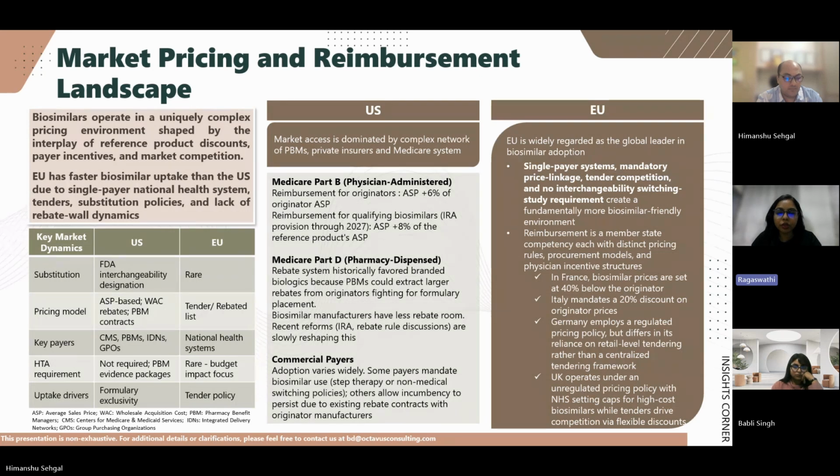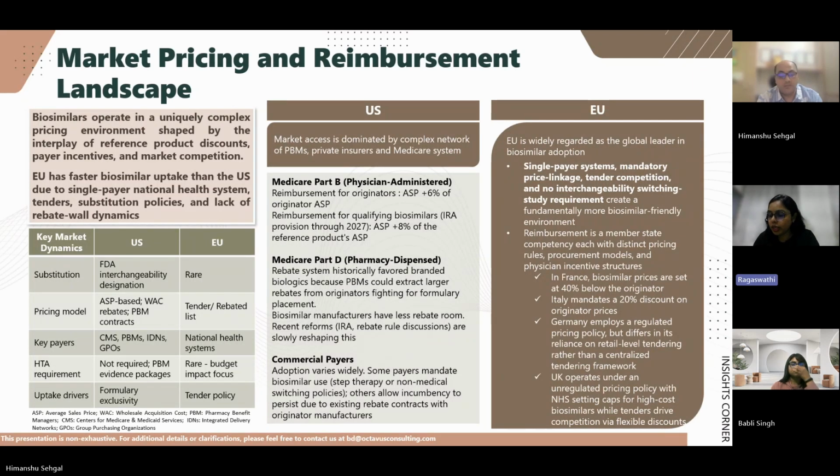So, in order to improve biosimilar use, the commercial payer system has also mandated a few things like step-up therapy and non-medical switching policies, which is nothing but they have to mandate the use of biosimilar first. And if it is not working out for them, then only they can move to the biologic. Otherwise, they have to stick to the low-cost biosimilar therapy if they are benefiting from it.